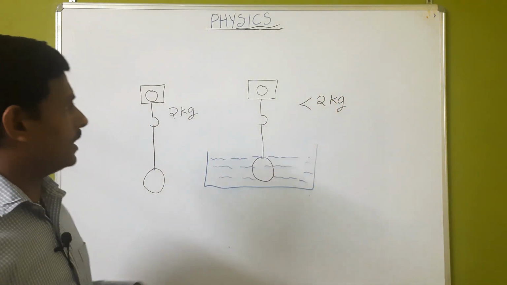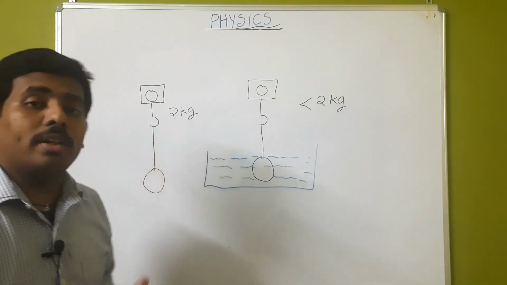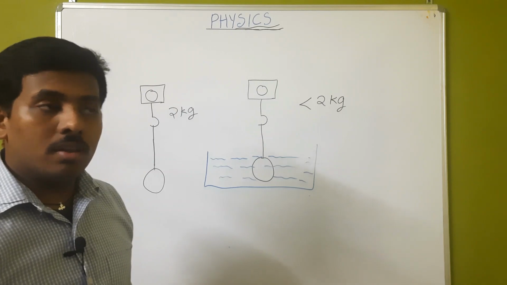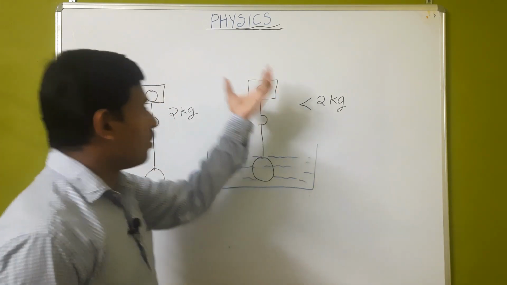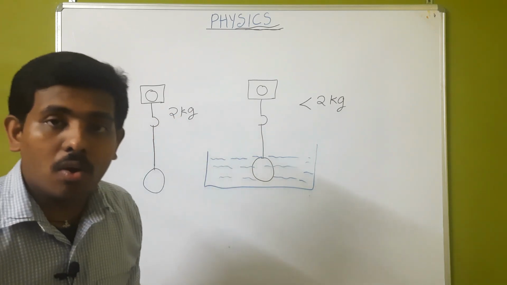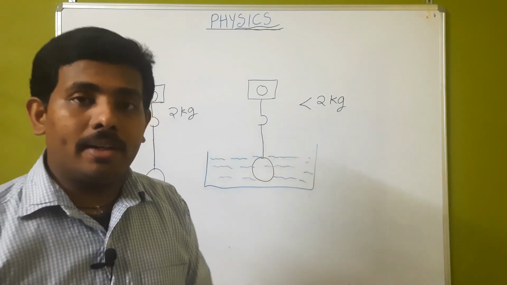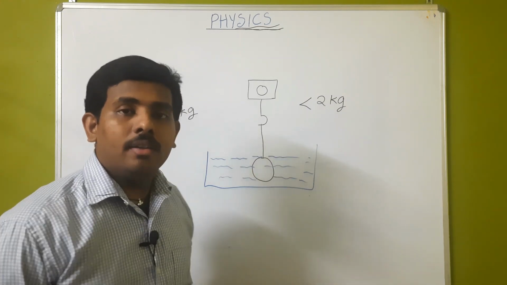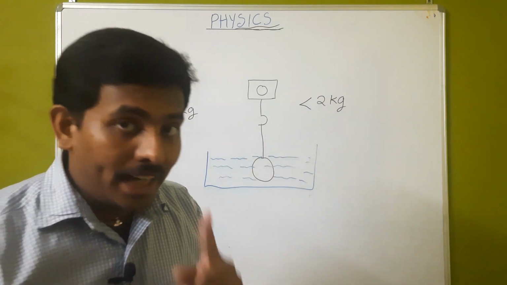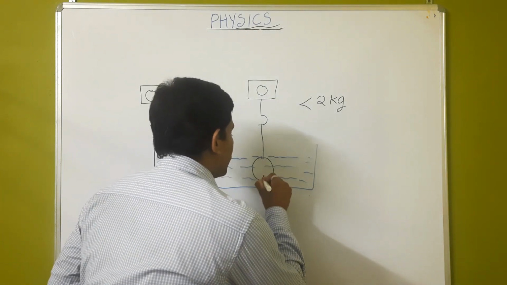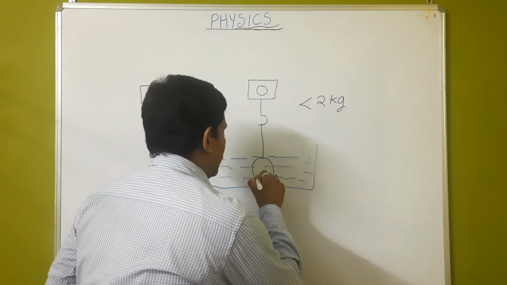Why is this happening? The weight of the stone is decreased. Why is it so? When we take this out of the water and measure, we will again get the same 2 kilograms. So what happened? Is there any force that is pushing the stone upward? Yes, there is. There is actually a force called the buoyant force that is pushing the stone in an upward direction.